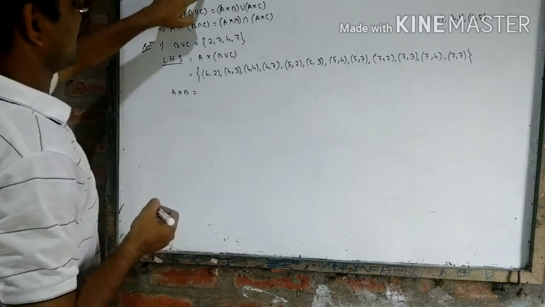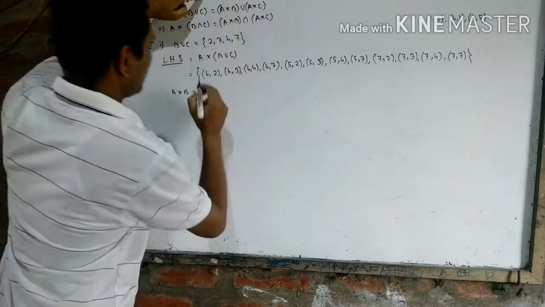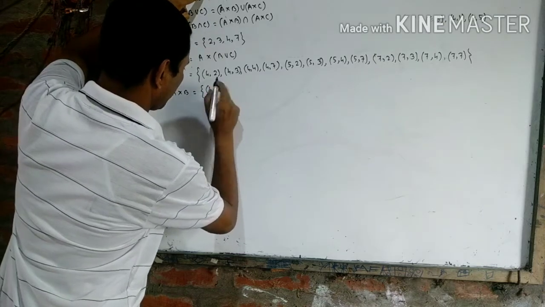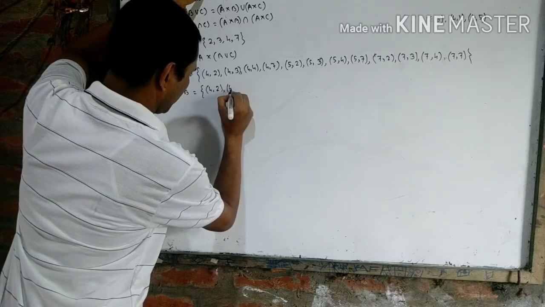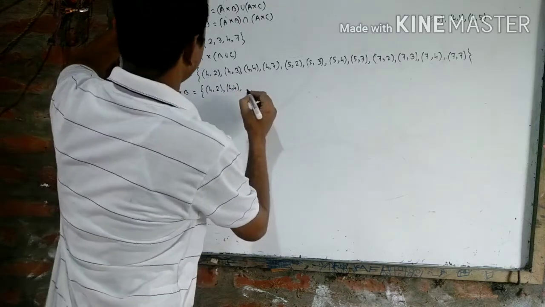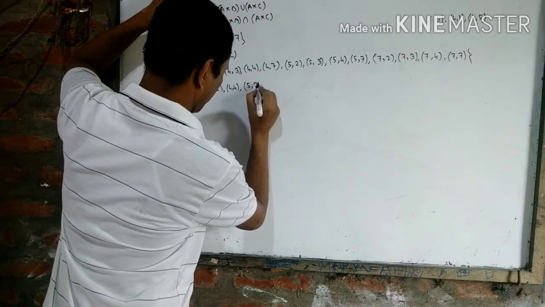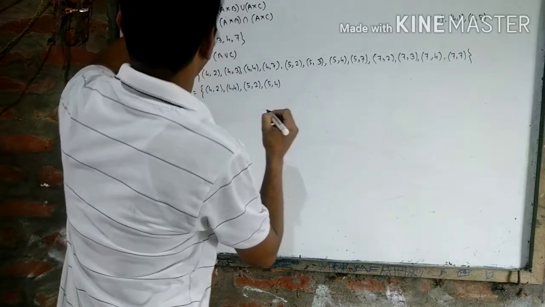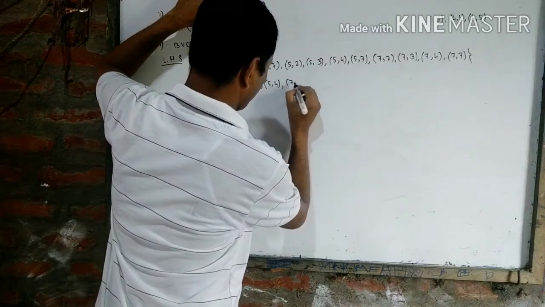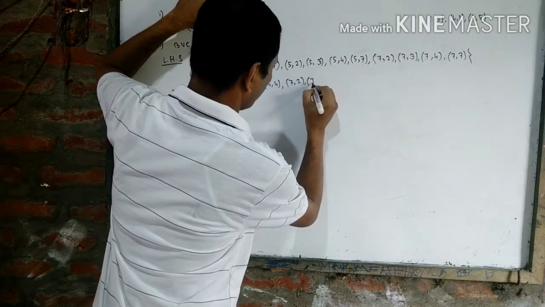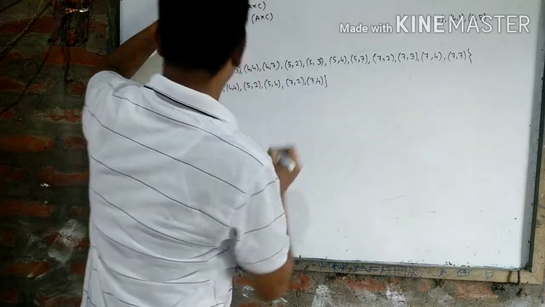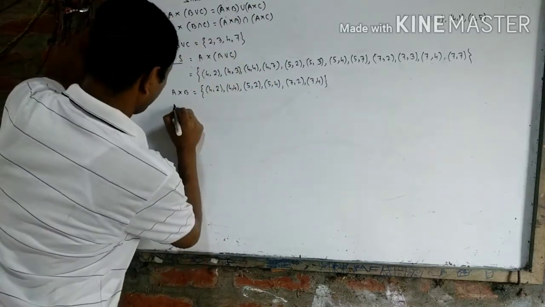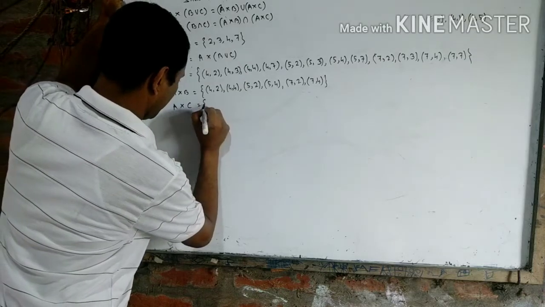Next, to find the right hand side, we have to find A cross B. This is A {4, 5, 7} and this is B {2, 4}. So A cross B will be (4, 2), (4, 4), then (5, 2), (5, 4), then (7, 2), (7, 4). Right? Then we have to find A cross C.